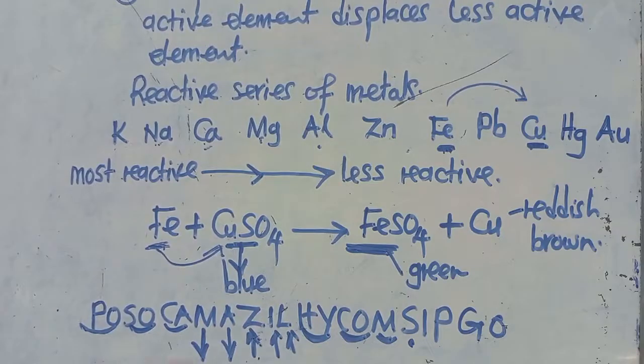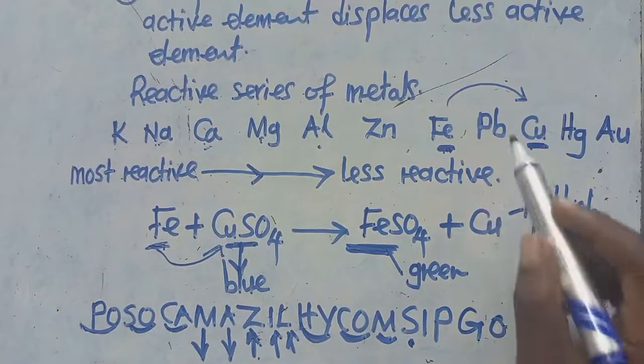This name, you need to understand it. It is going to help you. You say posokamaziu I, sip, go. You know that is the reactivity series. Then you start breaking it down: potassium, sodium, calcium, magnesium, aluminium. We've got zinc, iron. We've got lead. We've got hydrogen here. So this is what you have to understand.